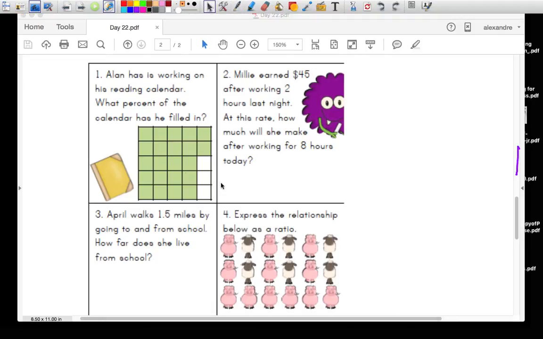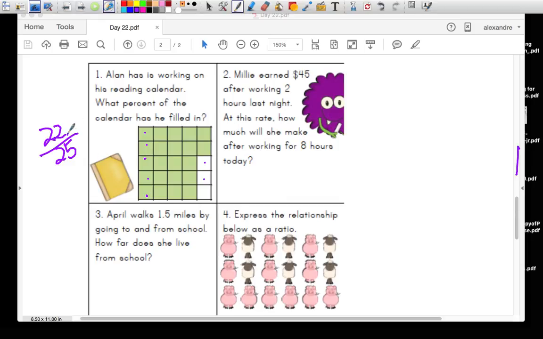What percent of the grid has he filled in? Well, let's see how many we have here. It's 1, 2, 3, 4, 5. There are 25 boxes, and he shaded 22. How do we change that to a percent?